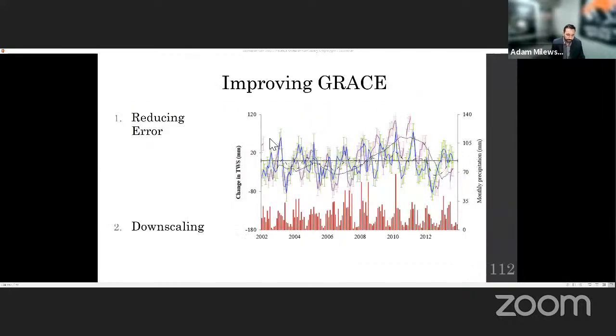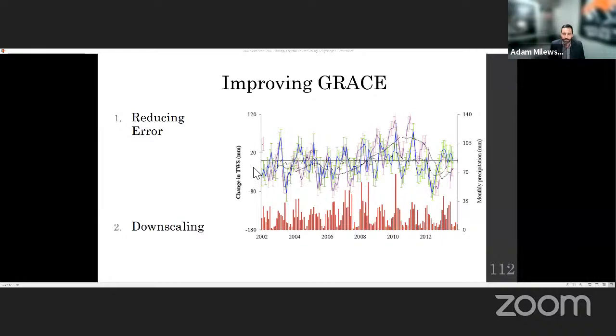I want to leave you with the GRACE part by mentioning how we improve GRACE. If we have errors and a lower spatial resolution, how do we improve it? We want to reduce error. That's number one. We have to account for the leakage and measurement errors, and for other errors in the data sets, to disaggregate that. So how do we do that? I will show you an example of this, but for now, take my word for it.